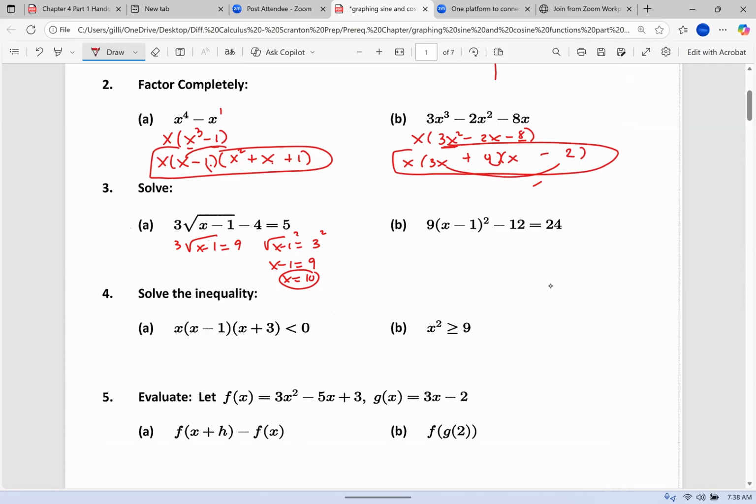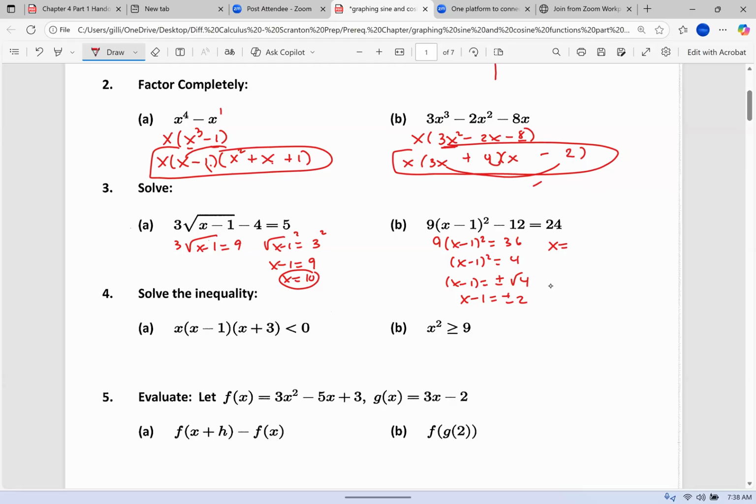Here, I'm just going to add 12 to both sides to get the square alone to get 36. I'll divide by 9 to get 4. And then I'll take the square root of both sides, but plus or minus it. So the square root of 4 is 2, so it's plus or minus 2. But you can't stop there.